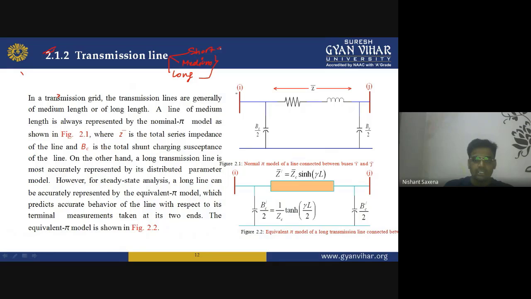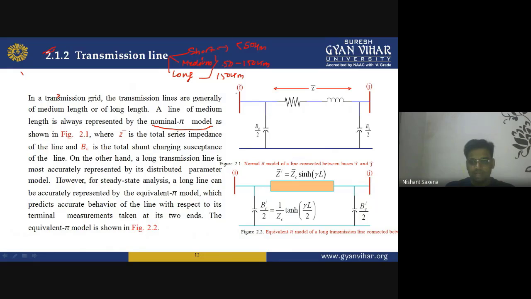We are not going to discuss short transmission lines, which are considered to be those whose length is less than 50 kilometers. Medium transmission lines are those from 50 to 150 kilometers, and above 150 kilometers we consider them long transmission lines. So generally, it is represented with medium or long length transmission lines. A line of medium length is always represented by the nominal pi model, as shown in this figure.